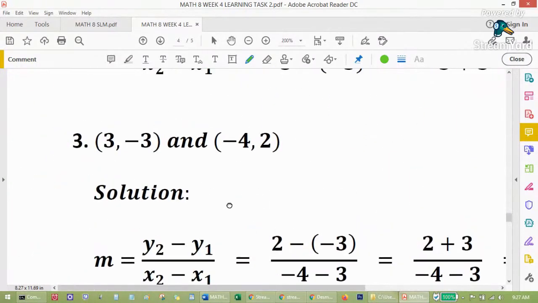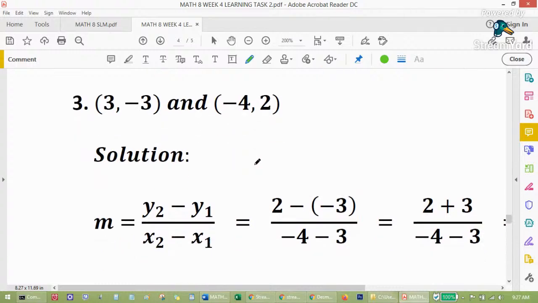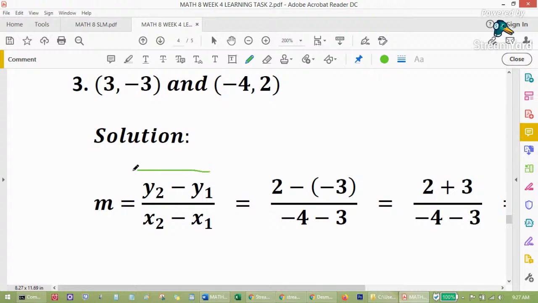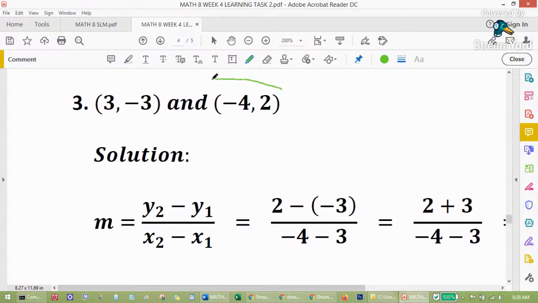Number 3, find the slope of x is 3, negative 3, and y is negative 4, positive 2. So, for the solution, we need to write the formula again, because the formula will guide us on what to do. So, the formula of the slope is, this is the second coordinate. This is the first coordinate.